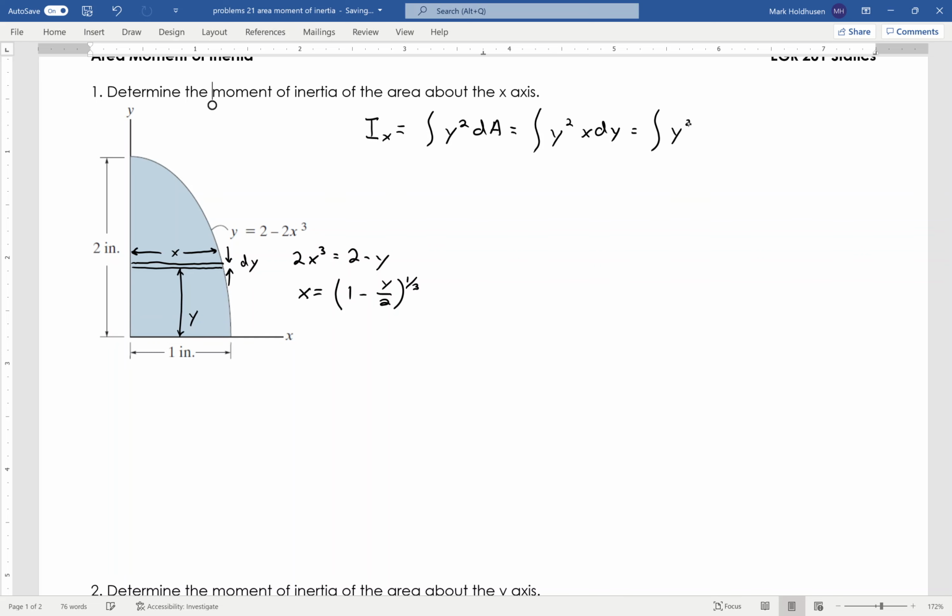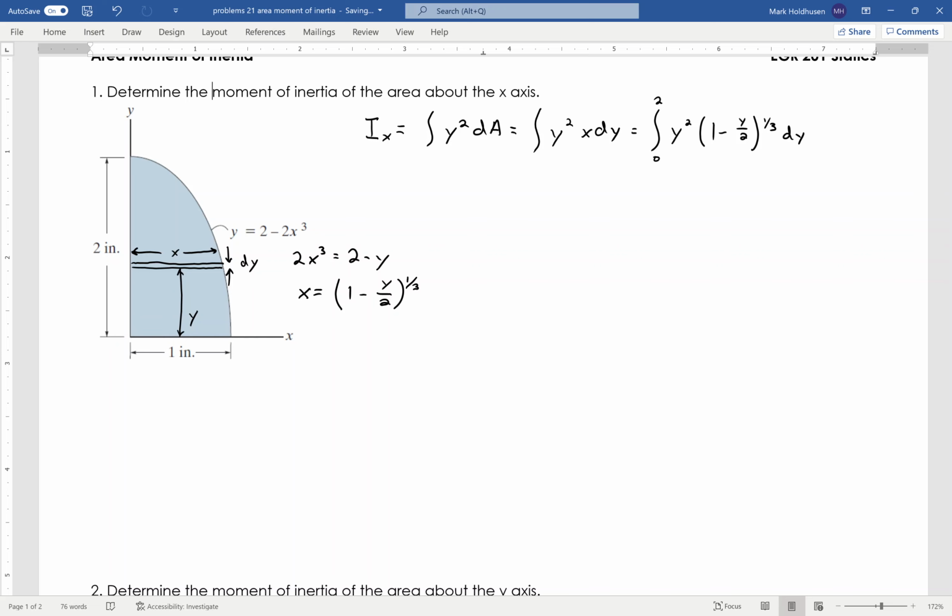So I have y squared, and instead of x, I'm going to have 1 minus y over 2 to the 1/3 power times dy. Now I've got everything in terms of y. I'm going to integrate with respect to y, dy, going from 0 all the way up to 2 inches.